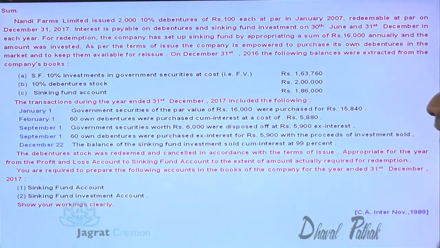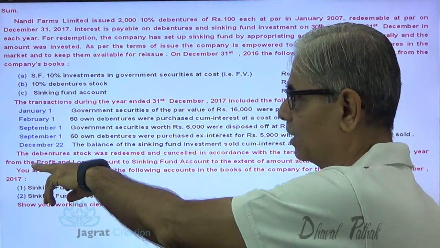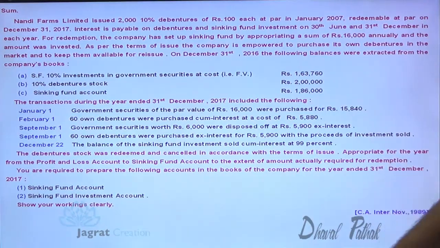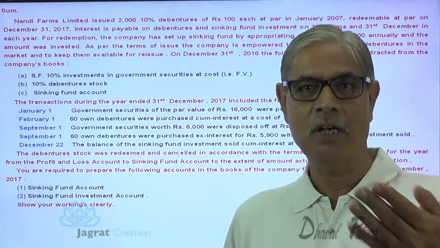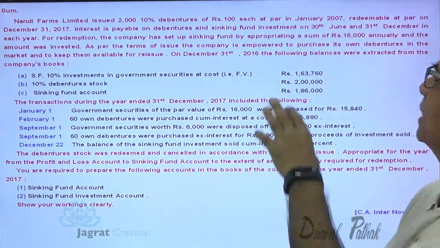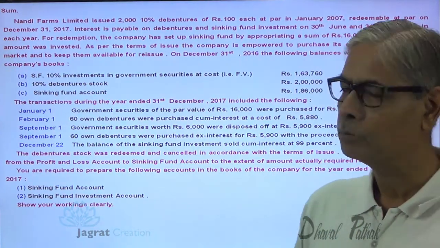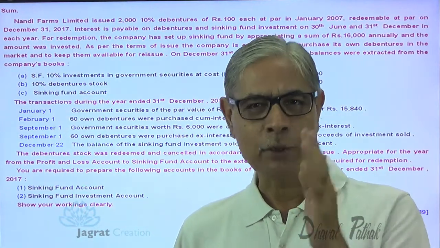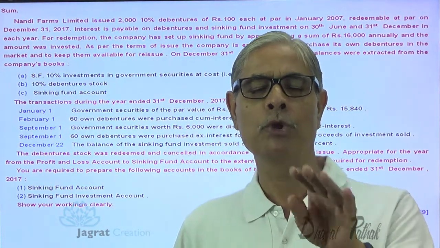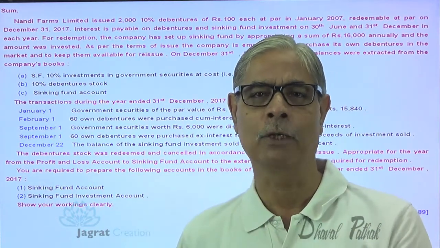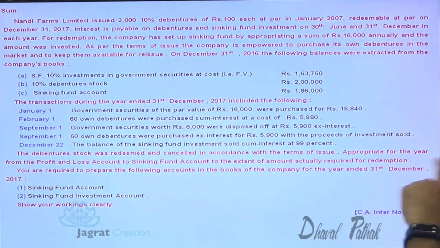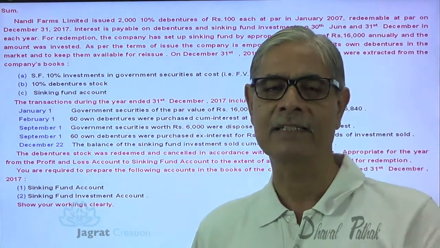The debenture stock was redeemed and cancelled in accordance with the terms of issue. Appropriate for the year from the profit and loss account to sinking fund account the amount actually required for redemption. So after redemption of debentures, see, annual transfer to sinking fund is 60,000. But in this last year of redemption, are you required to transfer 60,000 to sinking fund? No, you should transfer to sinking fund account from profit and loss account the amount required, because the debentures are redeemed. That's an important point to be understood over here, that I will remind you once again at the end of the sum.